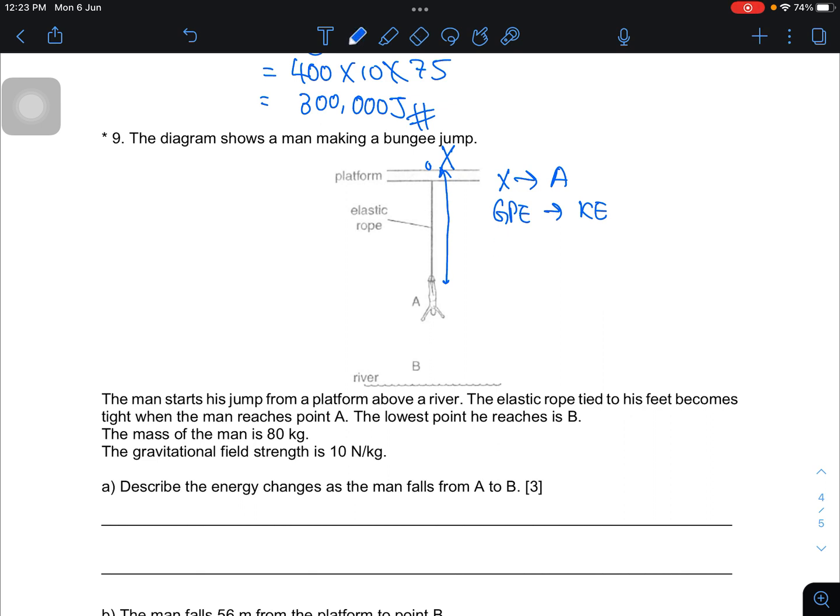A to B, what's happening? Does it move faster now? All right, so you see, he's still losing height. He's still losing GPE, but he's also losing KE. How can I lose GPE and lose KE? Then what is being gained? It will be the elastic potential energy in the elastic rope. Agree? Because it gets tighter and tighter, so it's being stretched.